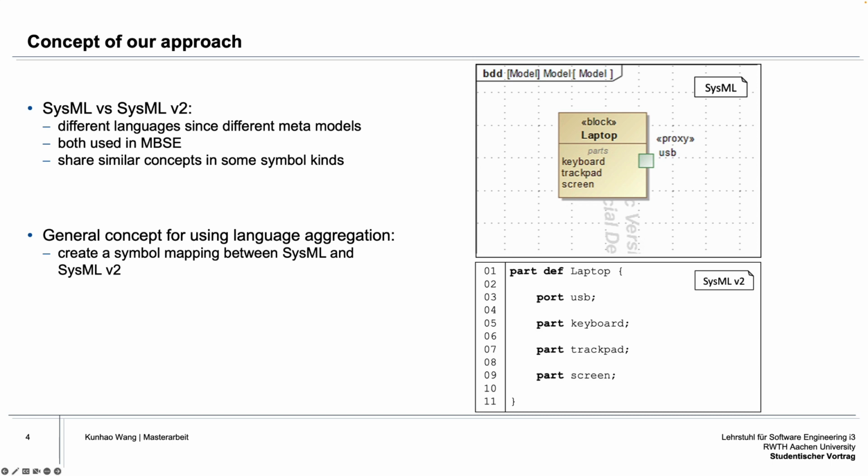In the upper picture, we have a SysML model. There is a block symbol named laptop that is used to model a laptop system. In the lower picture, there is a SysML v2 model that has a part-def symbol called laptop used to model a laptop system. Based on this feature, we can introduce language aggregation for reusing symbols in different languages, such as reusing the block symbol in SysML v2 and reusing the part-def symbol in SysML. To do this, we first need to create a symbol mapping between these two languages.